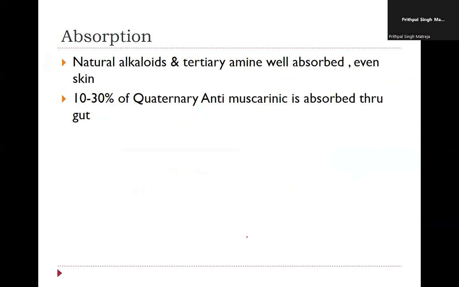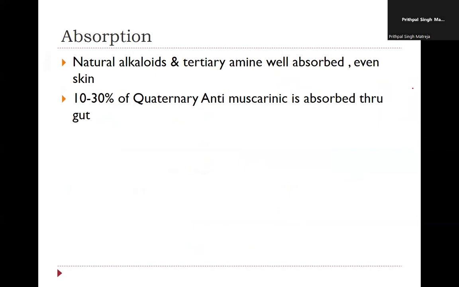Moving beyond this, when we talk about the further properties of this group of drugs, we talk about their pharmacokinetic and pharmacodynamic variables. Starting with the pharmacokinetic variables, we talk about these in the categories of absorption, distribution, metabolism, and excretion.